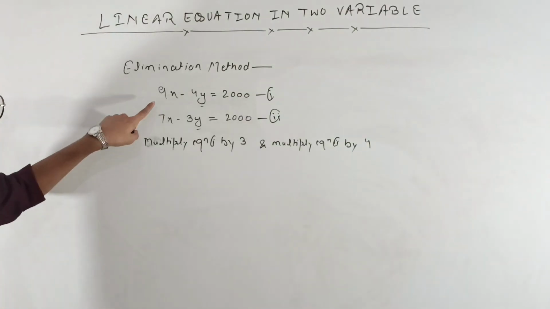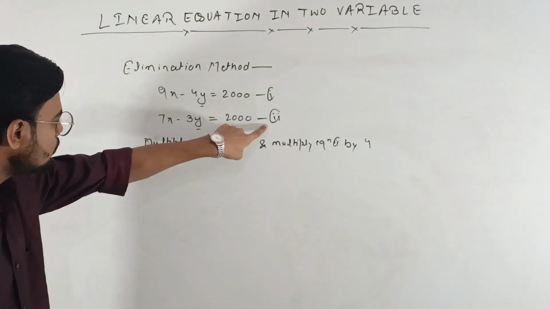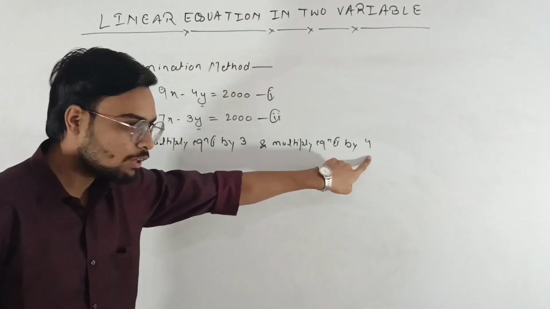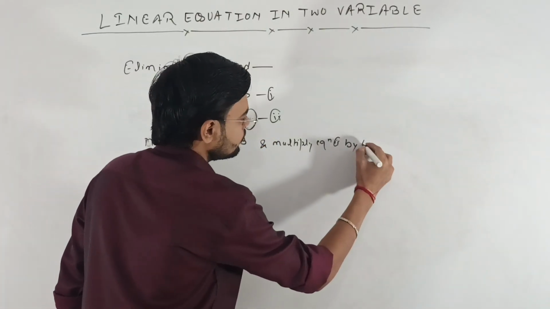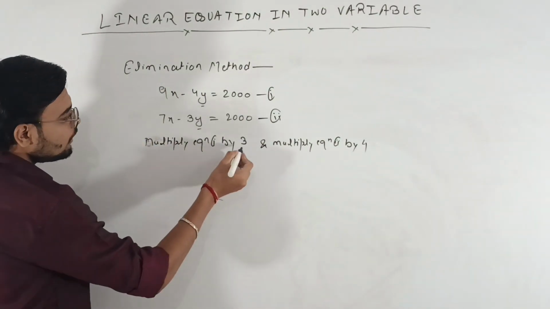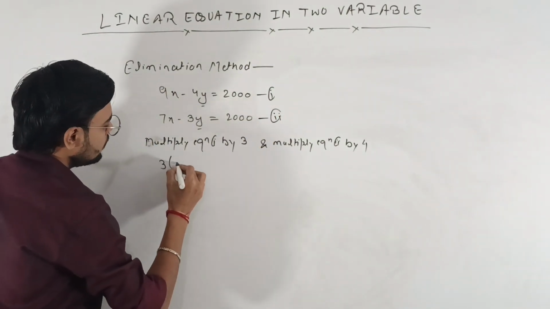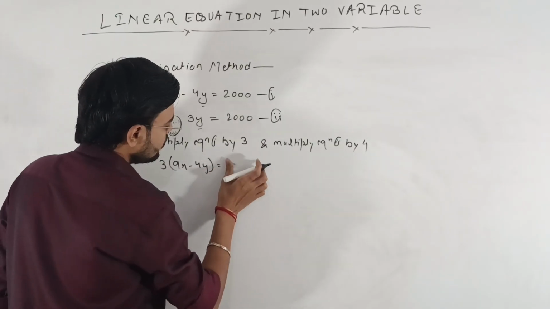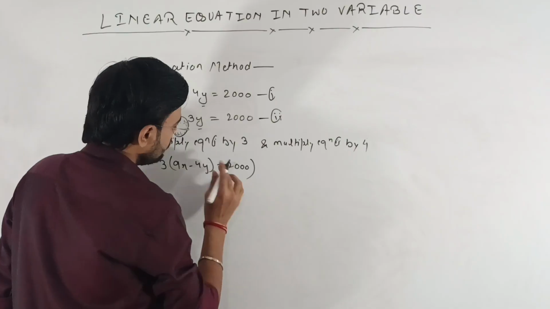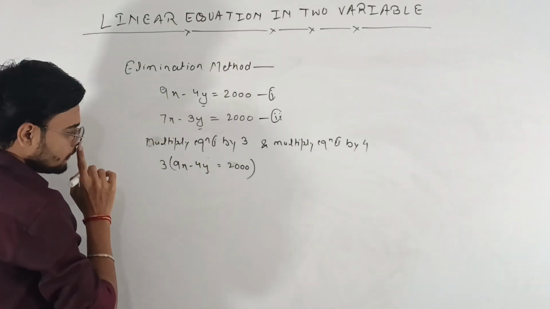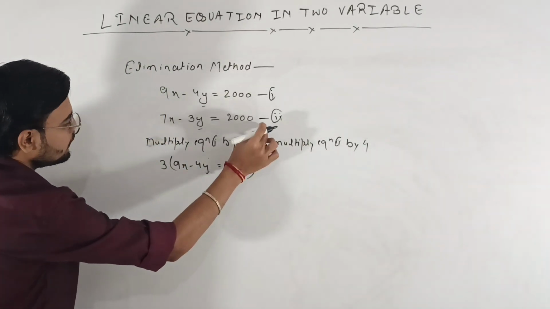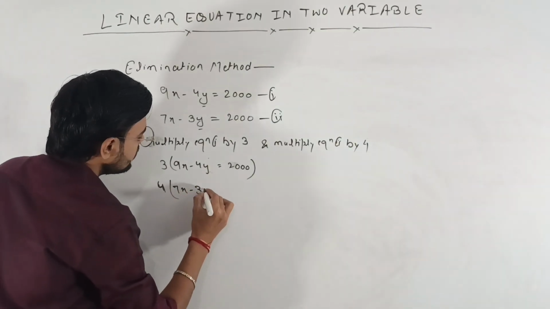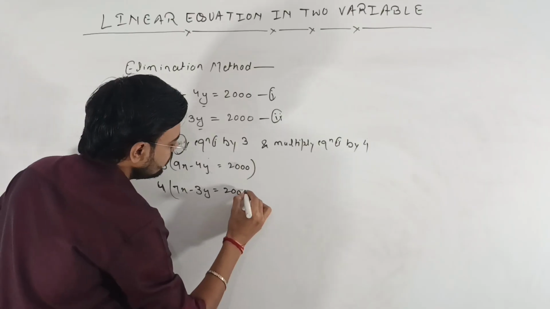When you multiply in equation 1, then you use the coefficient of equation 2, that is 3, and when you multiply in equation 2, then you use the coefficient of equation 1. Understood? This is 4. Now write it. Equation 1 by 3. So 3 times 9x minus 4y is equal to 2000. Okay. And equation 2 by 4. Equation 2 is this, then 4 times 7x minus 3y is equal to 2000.